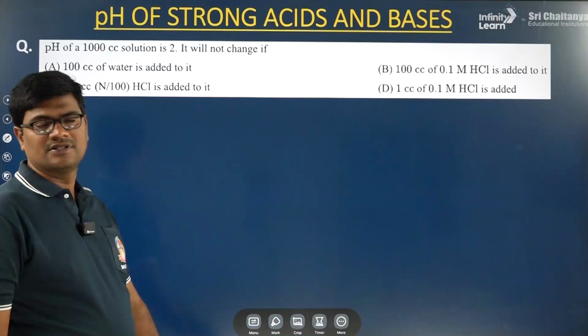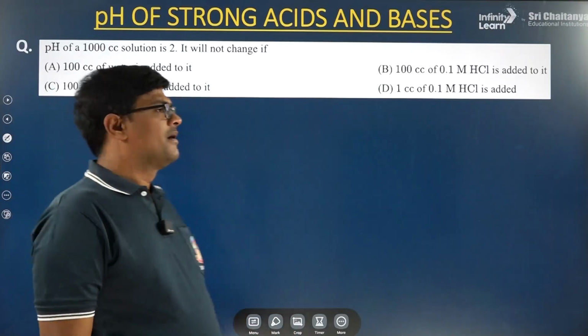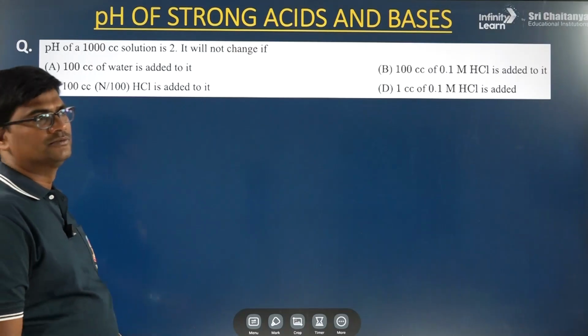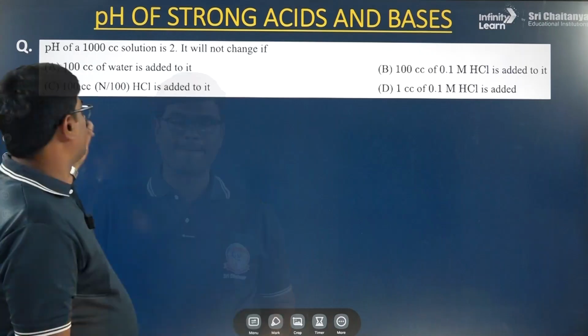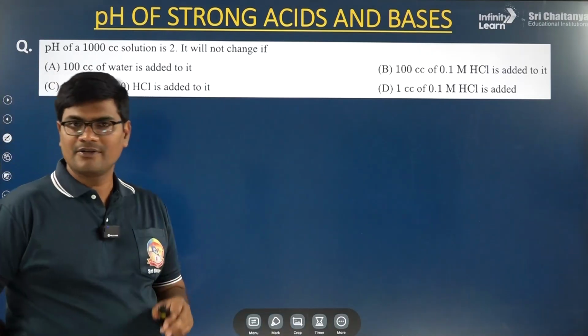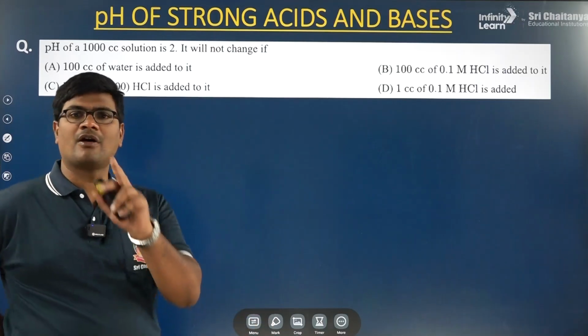This is also related to pH of strong acids and strong bases only. Look at the question. The pH of 1000 cc or 1000 ml of solution is 2. It will not change. So, that means we have to see all the options. Option A. If 100 ml of water is added to it, obviously what we are doing here is dilution. So, obviously the pH change takes place. Therefore, option A is wrong.